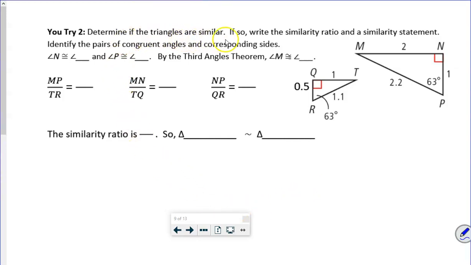All right, it says determine if the triangles are similar. If so, write a similarity ratio and similarity statement. Identify the pairs of congruent angles by the corresponding sides. So angle N is a right angle, so it goes to Q, right?